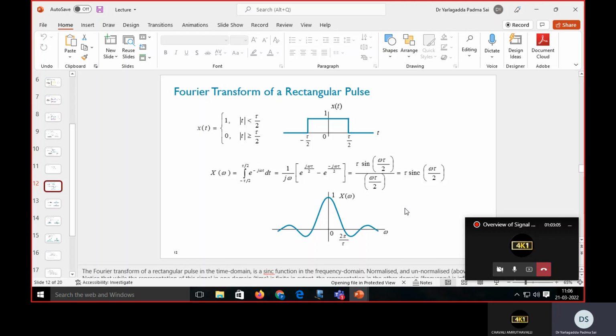Error should always be positive. It cannot be negative. Take 1 minus the sum over the number of terms once you open it. Error should always be positive, and we have derived it. Two terms only we calculated. We are approximating the rectangular pulse with sinusoidal signals, considering one term, two terms, three terms. As the number of terms increases, your approximation becomes almost equal to the original signal.